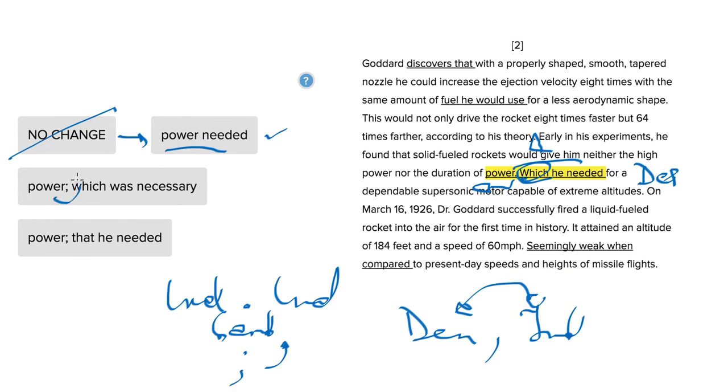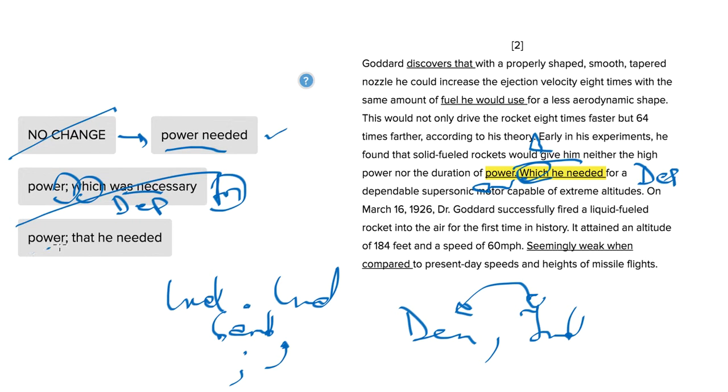Power semicolon, which was necessary. Well, the problem here is we said semicolon was interchangeable with period or with the conjunction and. We want this in between two independent clauses. But if we begin with which, and then we were actually even following this with the word for, this is actually going to make this clause dependent, just as which he needed for was dependent. So that wouldn't be okay, even though he needed is now changed to was necessary. It's a semicolon that makes us wrong.